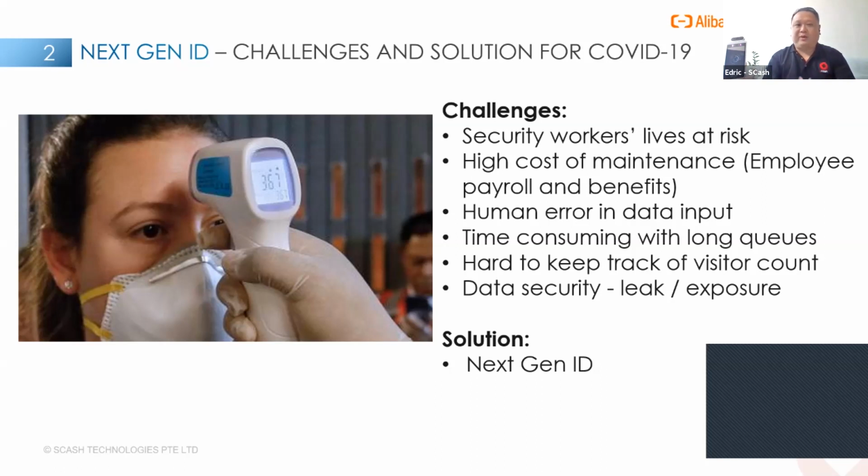And we are actually putting all these workers' lives at risk, because imagine they are every day on the front end facing a lot of people coming into the building. And of course, we can lower our cost by redeploying some of the workers to do more productive work here by using next-gen ID.